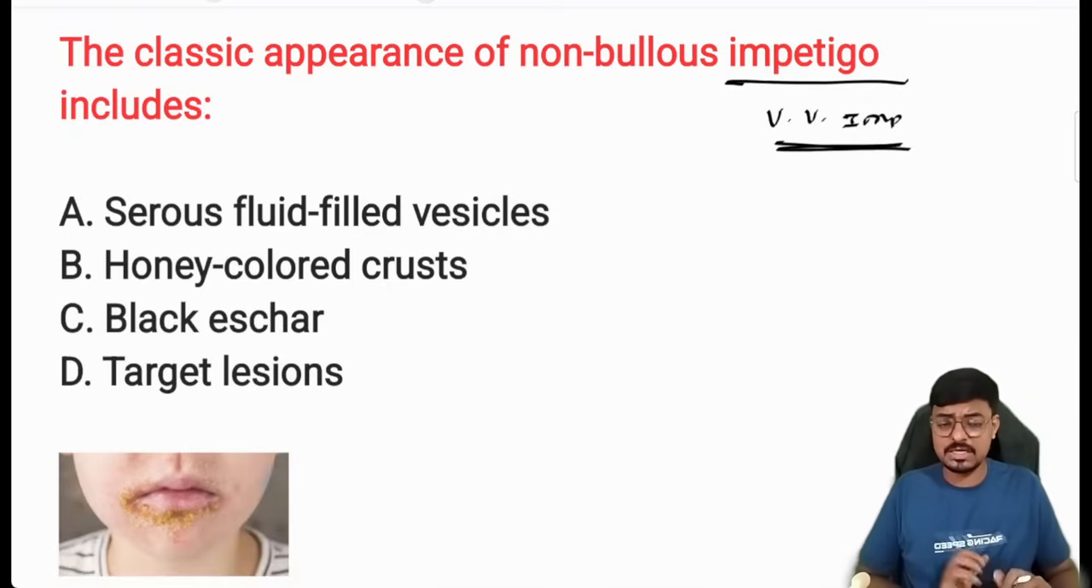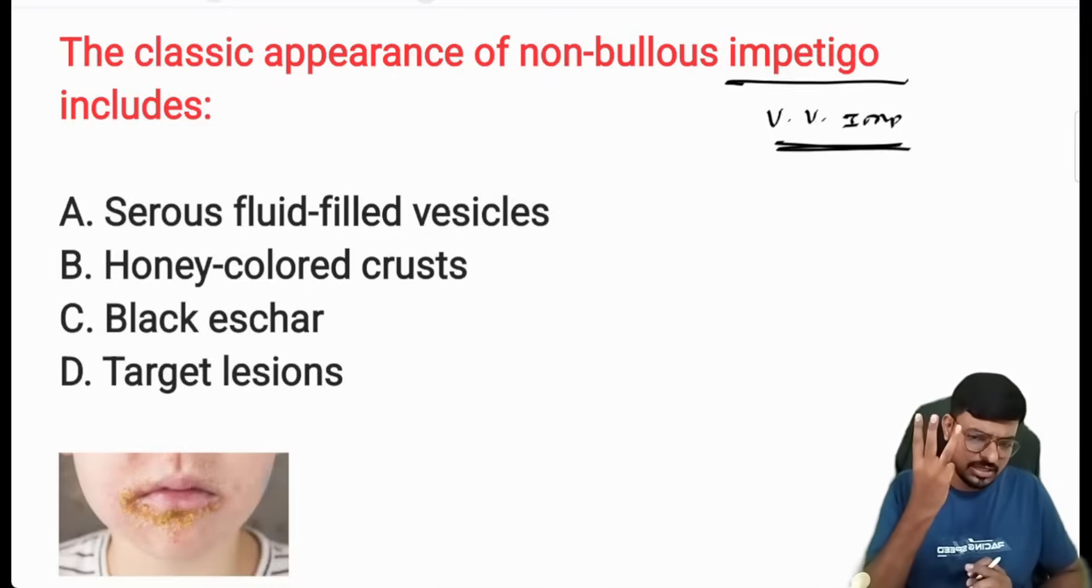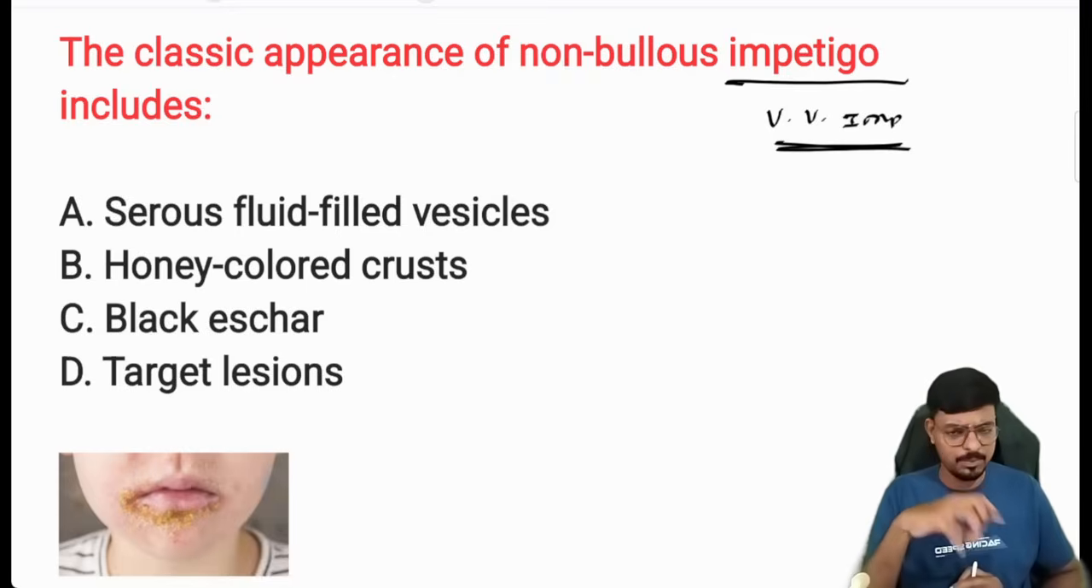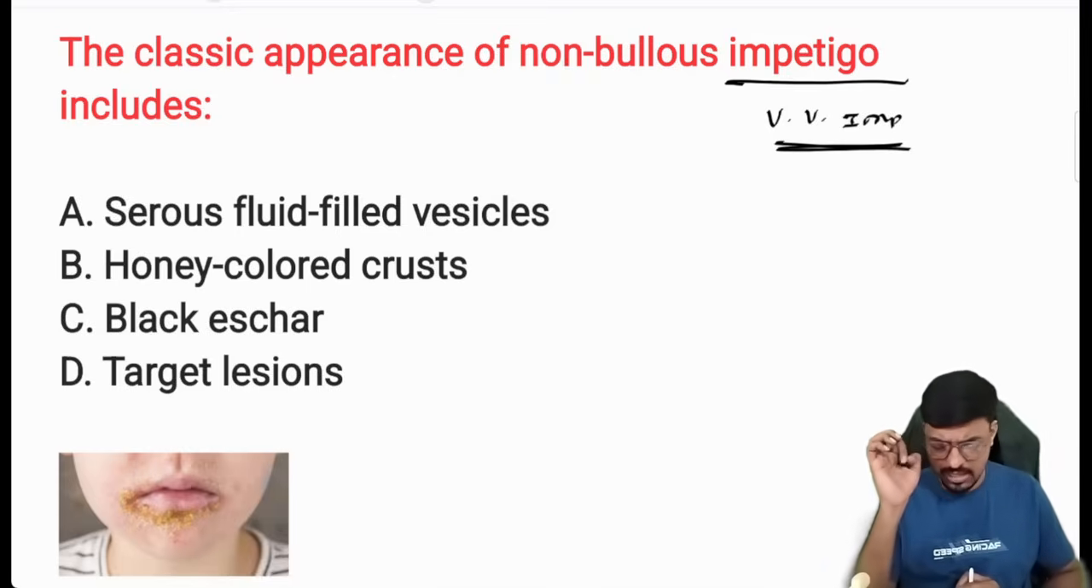Again we will discuss all the golden points on Impetigo. The classical appearance of non-bullous Impetigo includes... what is the classic appearance we will see in a patient with non-bullous Impetigo? In Impetigo we mainly study three types: non-bullous Impetigo, bullous Impetigo, and ecthyma-like Impetigo. We will discuss those later. Just try to give the answer for this question.